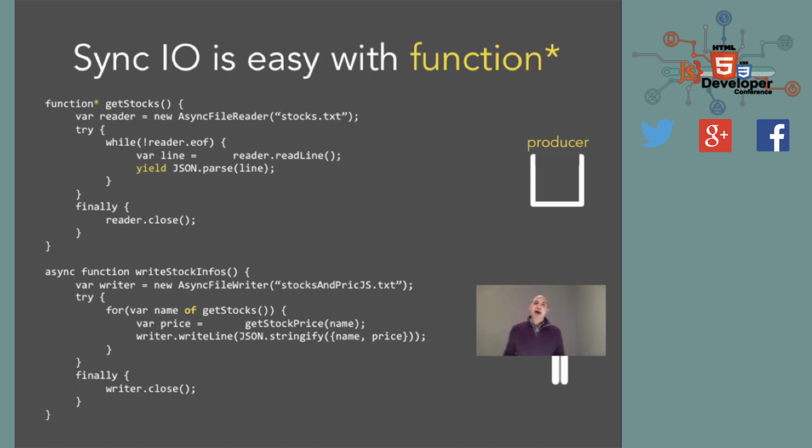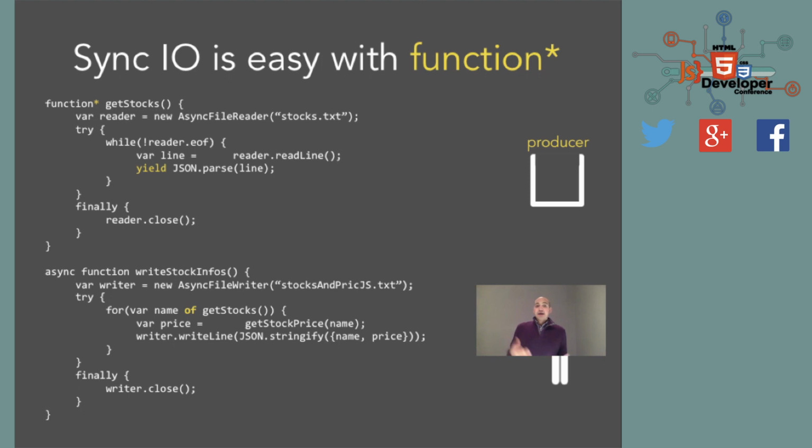So here's synchronous I/O with a function star. Let's imagine we were using a synchronous file reader. Sorry, a little typo on the slide there. That says async file reader. That should read sync file reader. So Node.js, for example, allows synchronous file readers. And down there at the bottom, it says async file writer. It should be sync file writer.